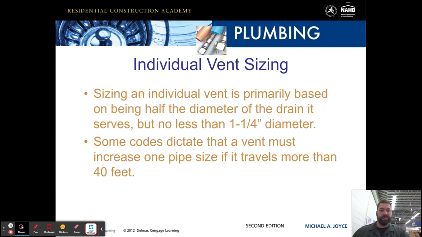Individual vent sizing. Sizing an individual vent is primarily based on being half the diameter of the drain it serves, but no less than 1.25 inch diameter, right? Again, half the diameter of the drain it serves, but no less than 1.25 inch diameter. Some codes dictate that a vent must increase one pipe size if it travels more than 40 feet. This is important, right? We have to check our codes.